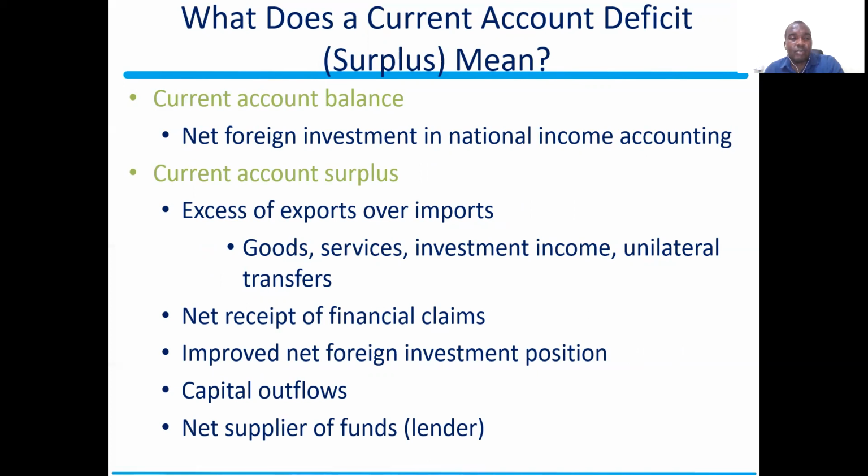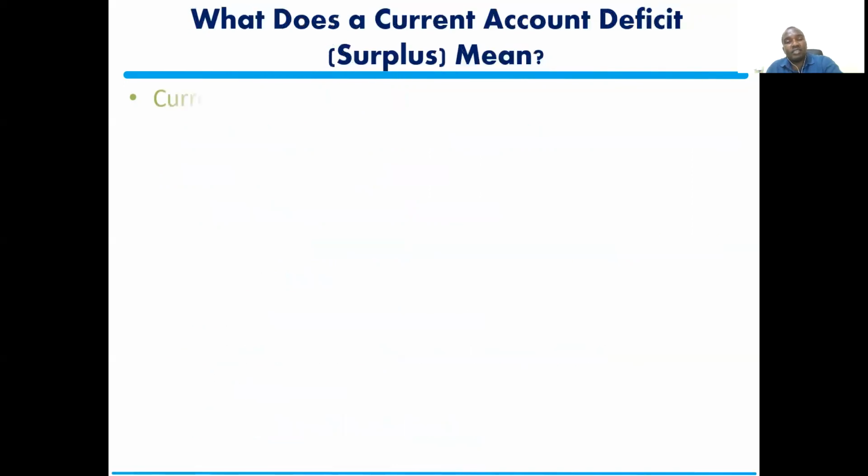And then we've got the current account surplus. There's an excess of exports over imports of goods, services, investment income, and unilateral transfers. There is net receipt of financial claims, improved net foreign investment position. And then we've got capital outflows, net supply of funds for lenders, which is a consequence of the current account surplus, or leads to a current account surplus.